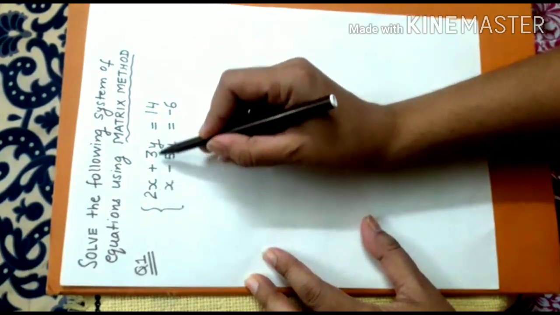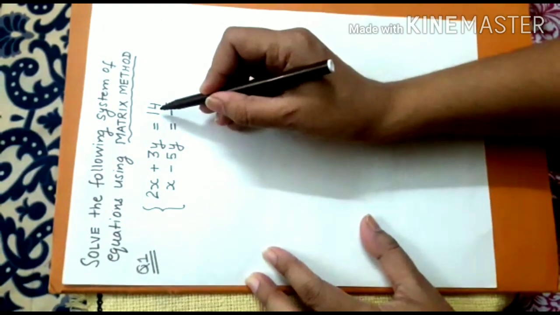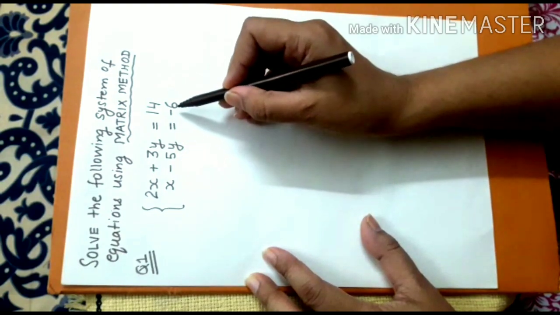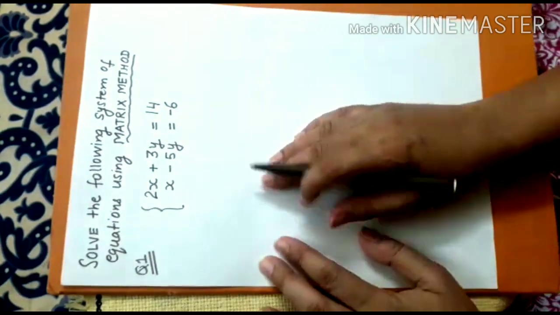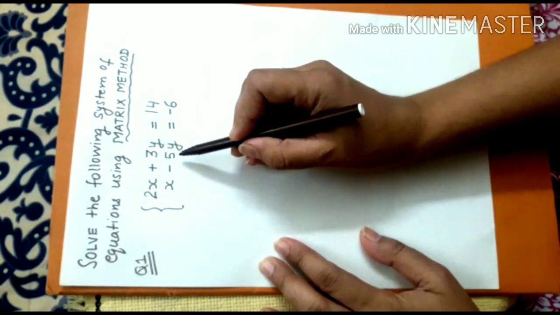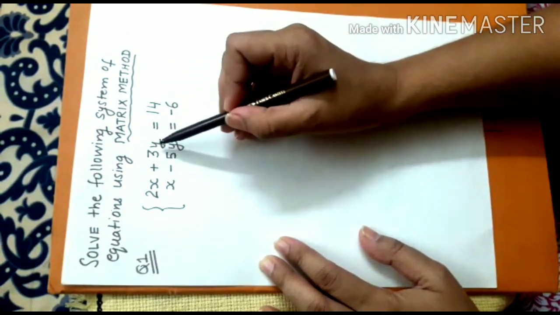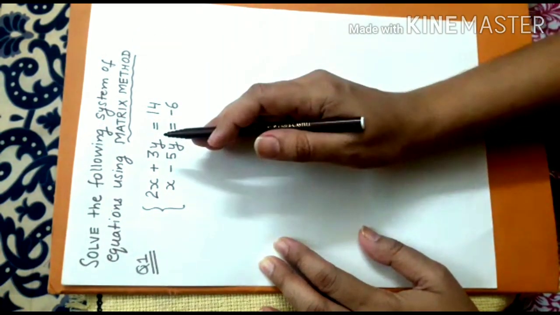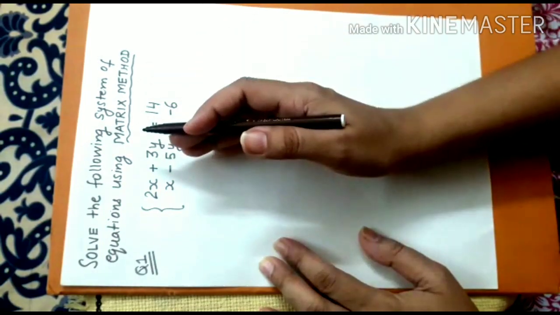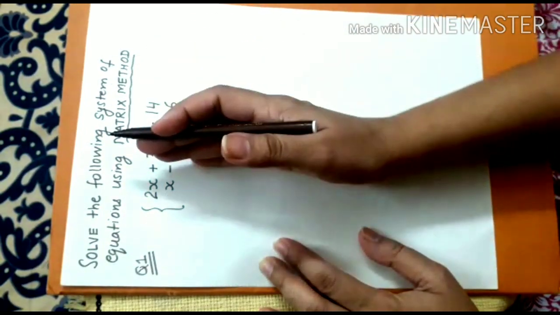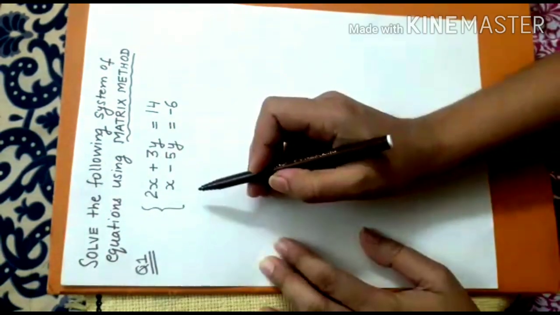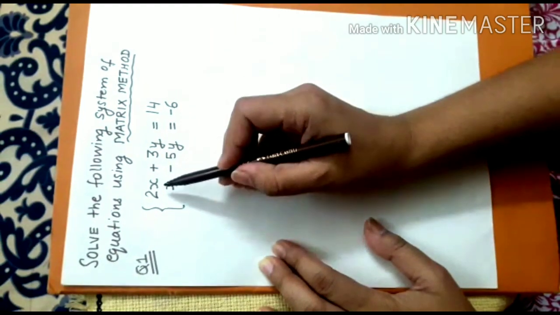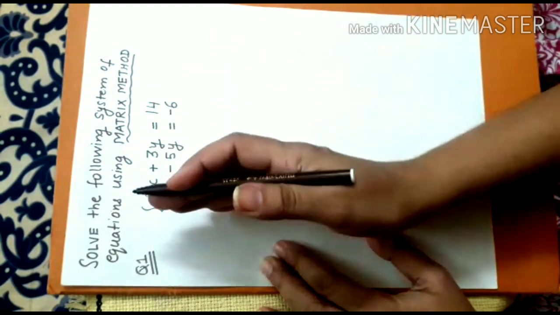The first equation is 2x plus 3y equals 14. The second equation is x minus 5y equals minus 6. First, make sure that all the equations in the system are written in standard form. When I say standard form, it means that all the variables should be on one side. So here, there are two variables x and y, and the terms containing the variables are on the left hand side.